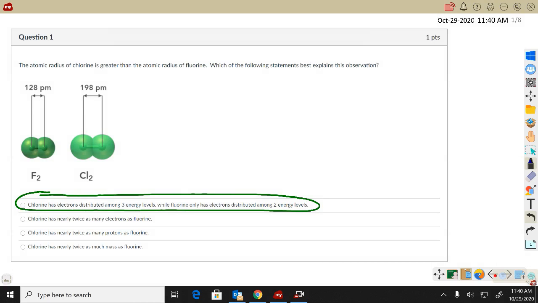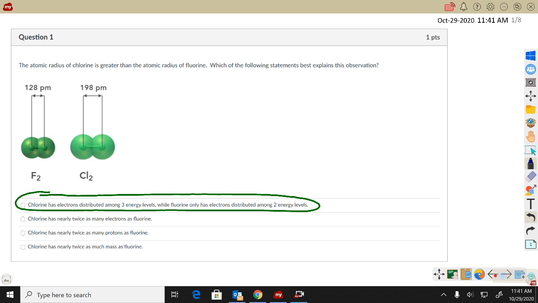Here are the answers to the quiz on Experience 3 in this Unit 2 on the periodic table. So the first question asks us about the radius of chlorine versus fluorine. And we can see from the picture that chlorine has a larger radius, and we want to know the reason why. So which of the following statements best explains this observation?